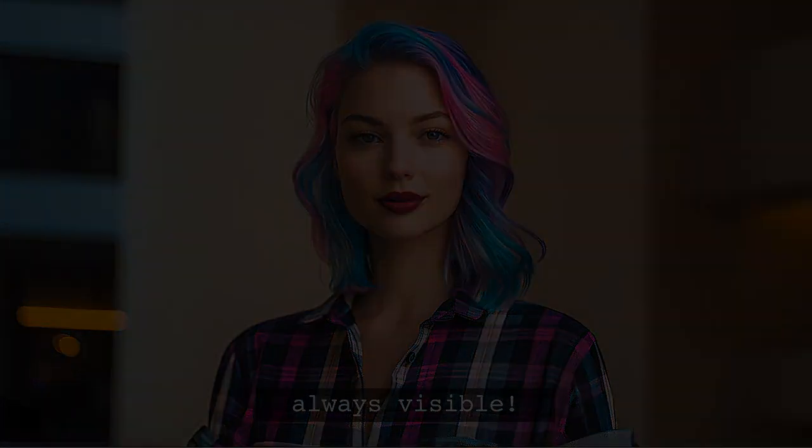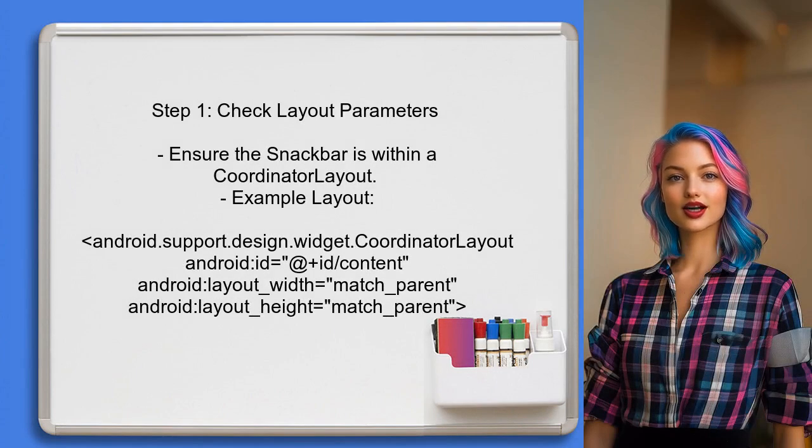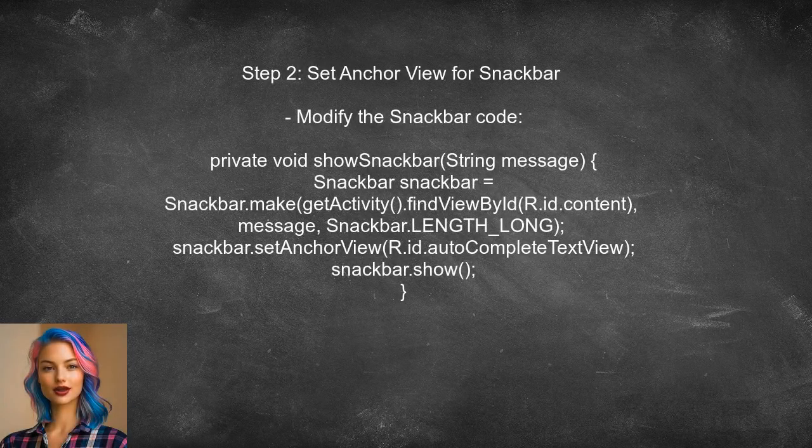no matter what. To ensure the snack bar appears above the autocomplete text view dropdown, the user should first check the layout parameters of the snack bar. It is important to use a coordinator layout as the parent view. Next, the user should modify the snack bar's behavior by using the snack bar's setAnchorView method. This allows the snack bar to be anchored to a specific view, ensuring it is displayed above the dropdown.